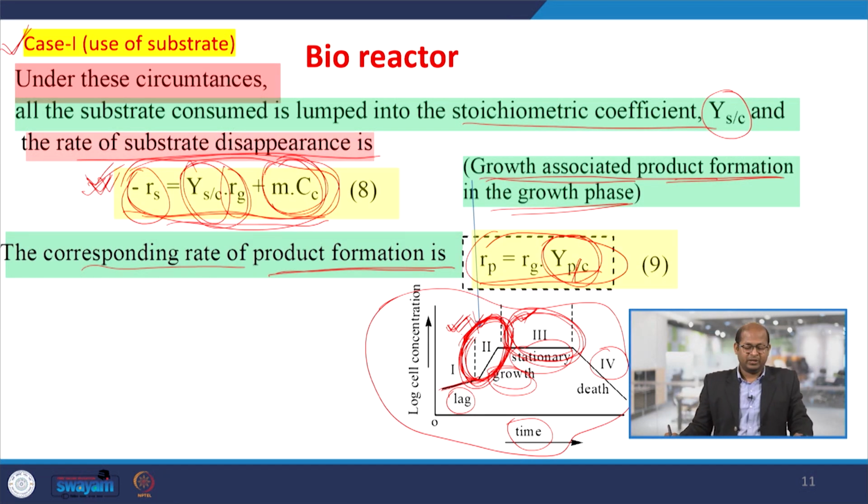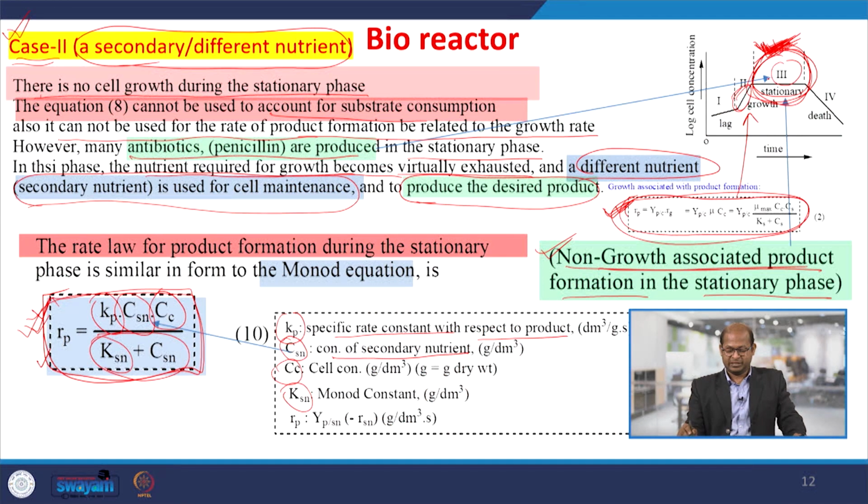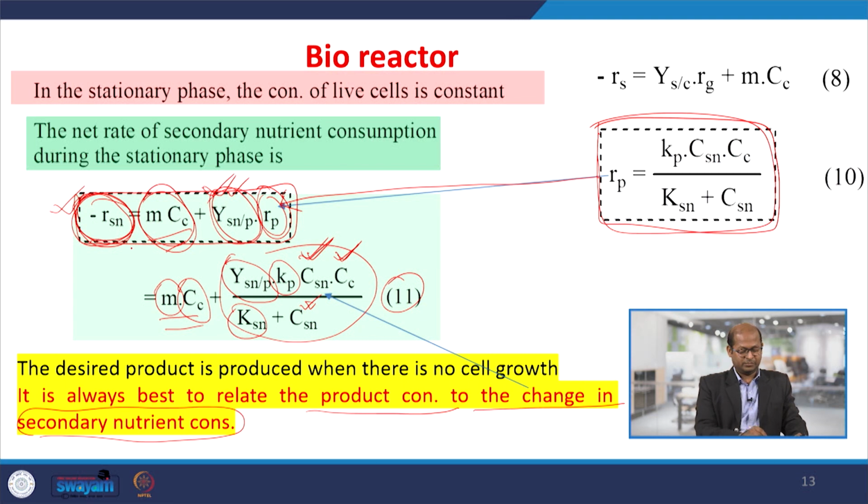Okay. And if we ignore growth associated product formation at this phase, then this way also we can find the substrate consumptions by using equation 8, and in the stationary phase we can use it this way also for secondary nutrient consumptions. So, how they are consumed, the net rate of secondary nutrient consumptions during the stationary phase, we can write this way. Okay, thank you. So, today is up to this.